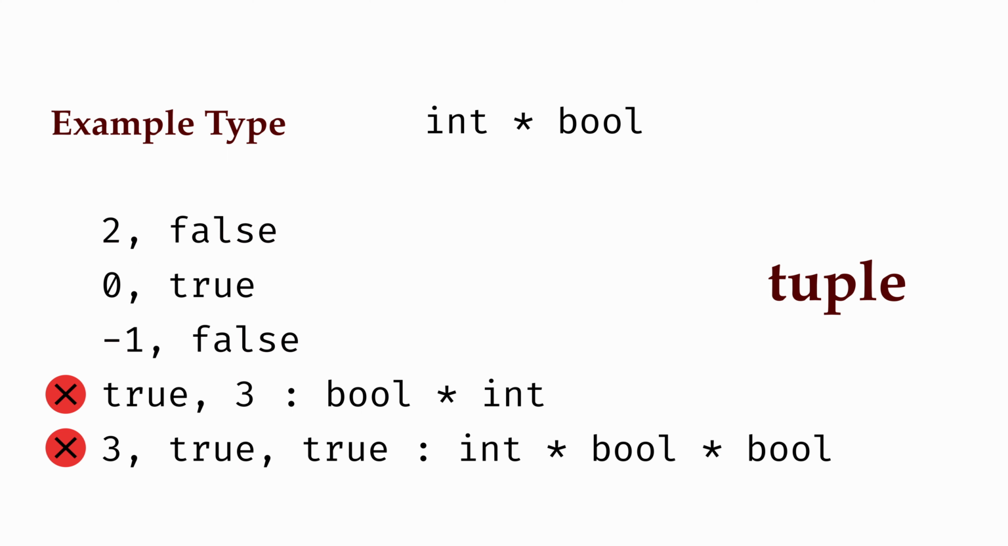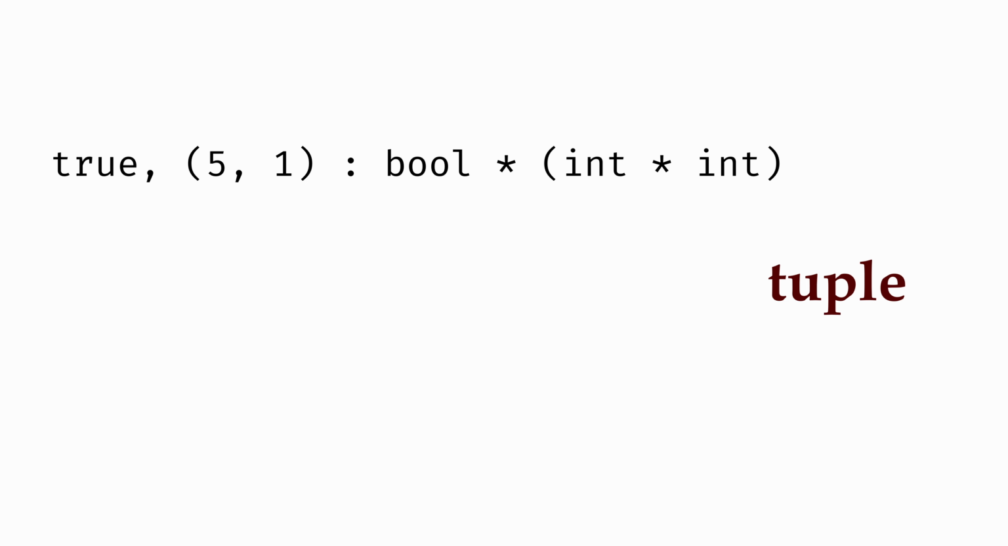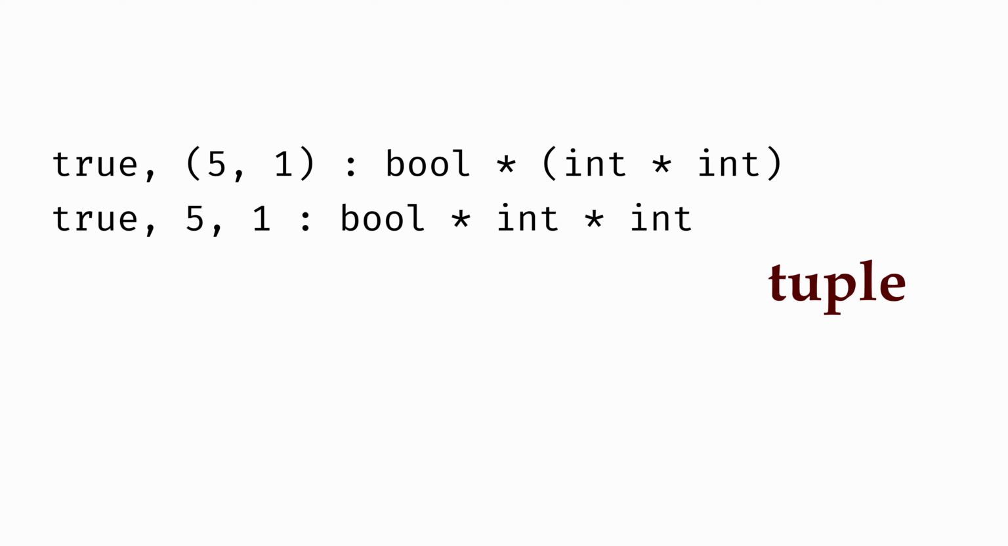The parts of a tuple don't need to be atomic types. They could be other composite types as well. If we had the truth value true and the tuple 5, 1, we could put those two values together into a tuple true, (5, 1), and it would have type bool cross (int cross int). The extra parentheses in the value and the type here indicate that 5 and 1 themselves are paired into their own tuple. This value is not the same thing as true, 5, 1, which would be a triple of type bool cross int cross int. They look similar, but they have a different structure.